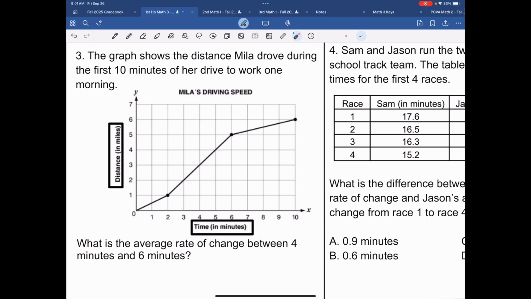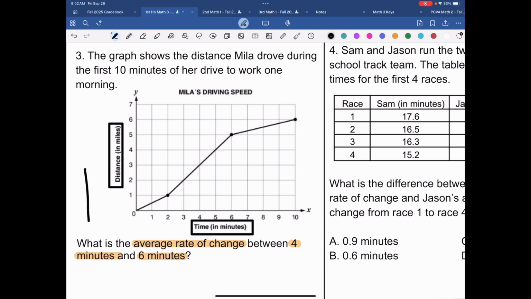All right, so we can see that as she continued to drive, her distance changed, and obviously she was probably going a little bit faster because her distance was able to change quicker, and then again, kind of steadied off. But what they want for this particular problem is they want us to find the average rate of change, and they want us to find it between 4 minutes and 6 minutes.